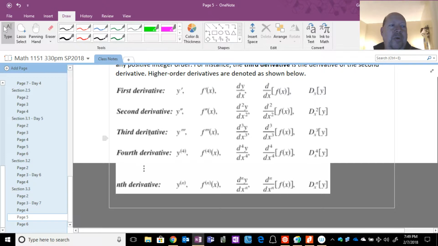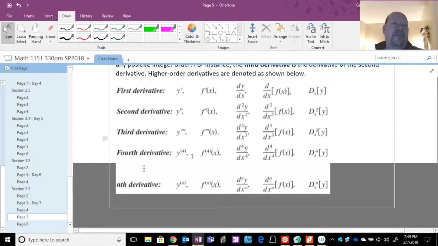Third order derivative, or third derivative, would be y triple prime or f triple prime of x. The Leibniz notation d cubed of y over dx cubed, or using the function notation, it would be d cubed over dx cubed of f of x.